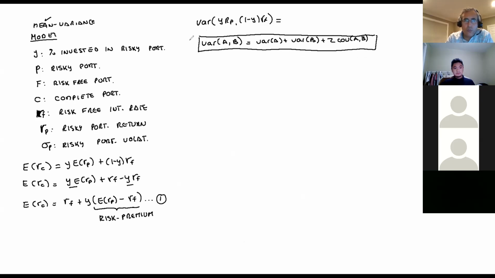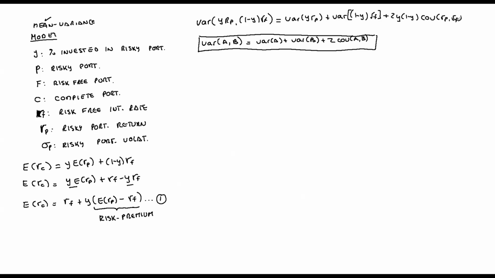So let's solve the formula. This is going to be the variance of Y RP plus the variance of (1 minus Y) RF plus 2 times, as soon as I have weights, Y times (1 minus Y) times the covariance of RP, RF. And then here we have a couple of things to discuss, guys.